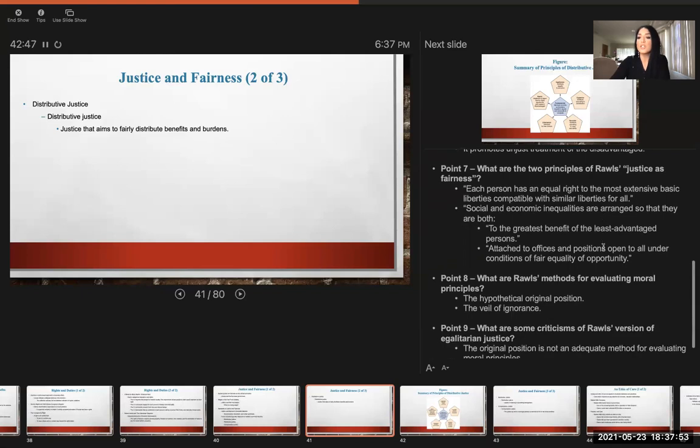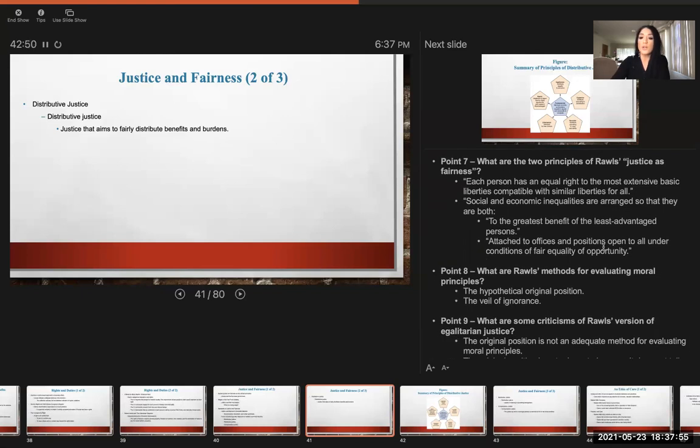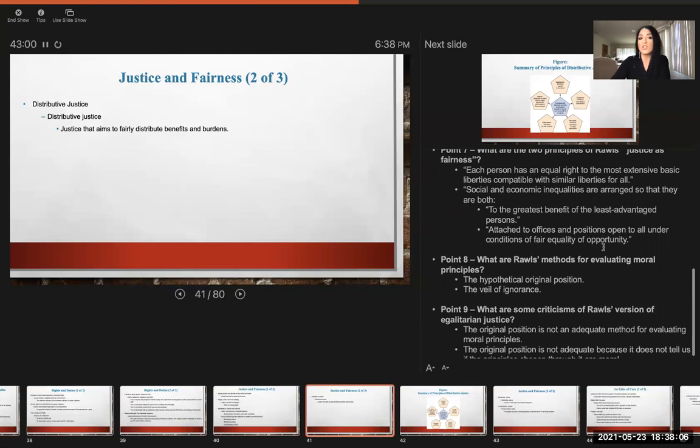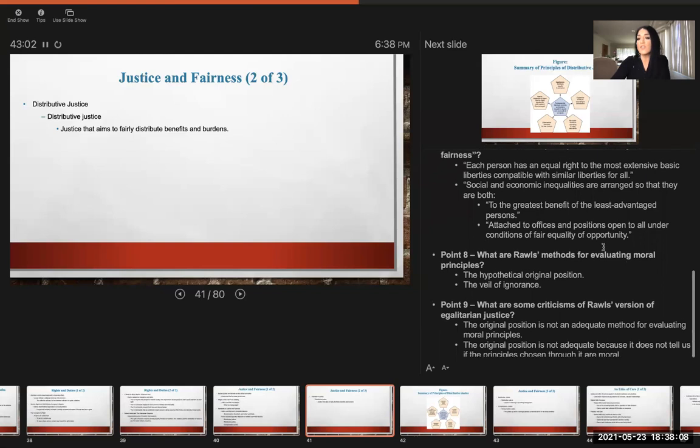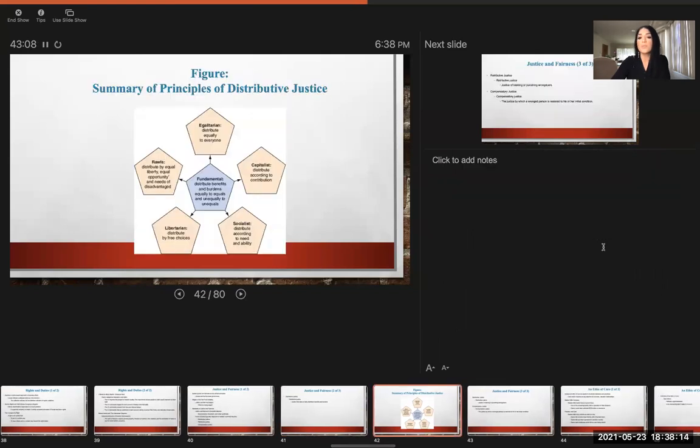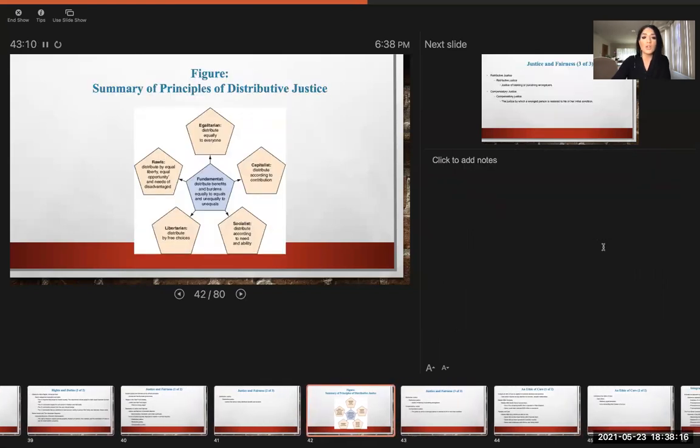So what are the two principles of Rawls's justice as fairness? Well, each person has an equal right to the most extensive basic liberties, compatible with similar liberties for all. And social and economic inequalities must be to the greatest benefit of the least advantaged persons and attached to offices and positions open to all. We have different examples of the Rawlsian version of egalitarian justice, but we won't get into it too much. You can take a look at it there.